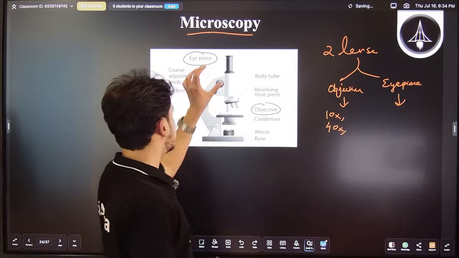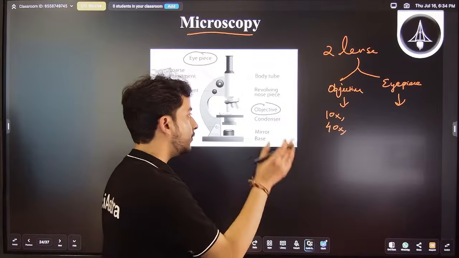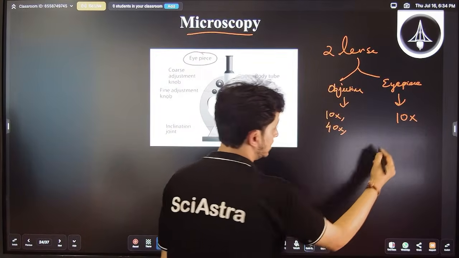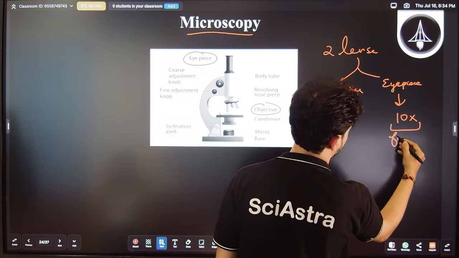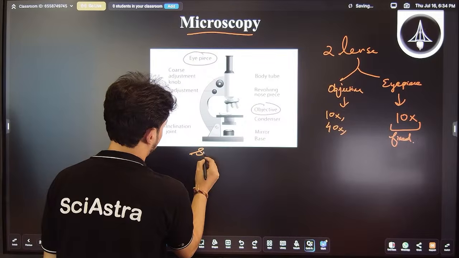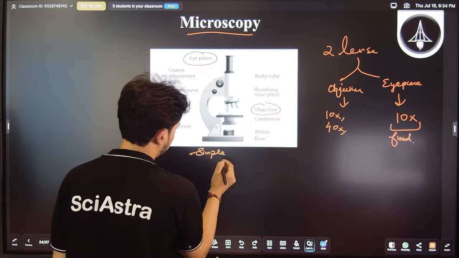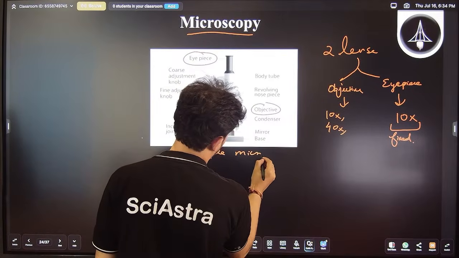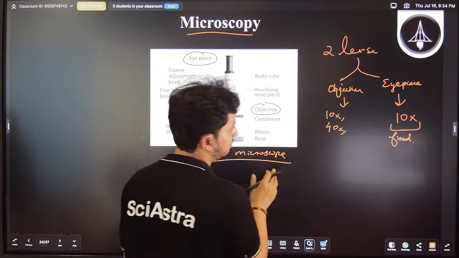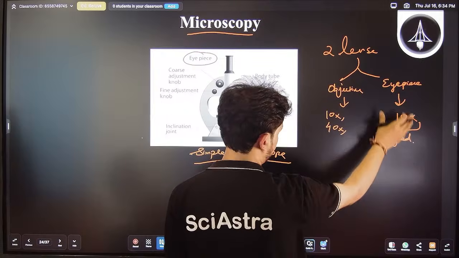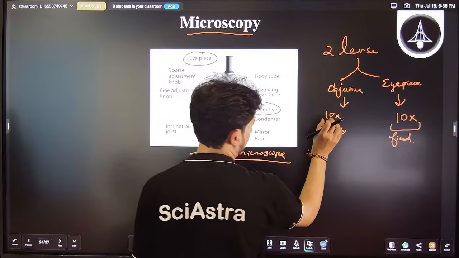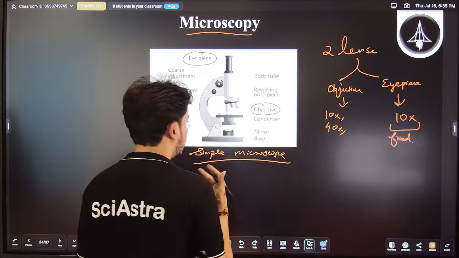Now the other thing is the eyepiece. The eyepiece, which is this top one, has a fixed magnification of 10x, okay. So this is fixed, this doesn't change for the simple microscope. This is a simple microscope, okay. So for this simple microscope, this eyepiece is constant. The objective can have different magnification values like 10x, 40x and like that.